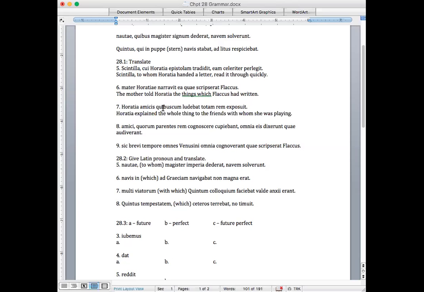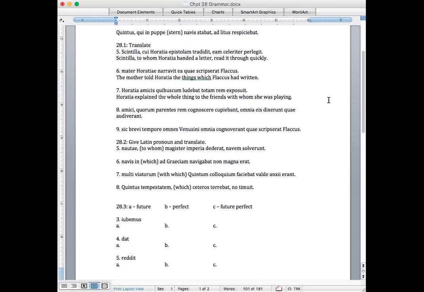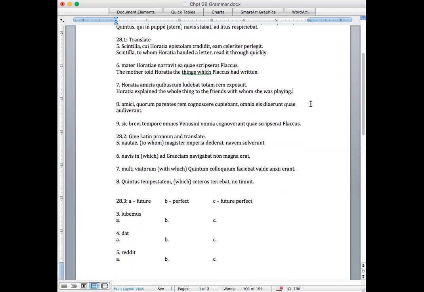Since it means with, we know that quibus is going to be ablative. The Latin tutorial video that is posted on the chapter 28 section explains quibus cum quite well if you want to take a moment to review that.